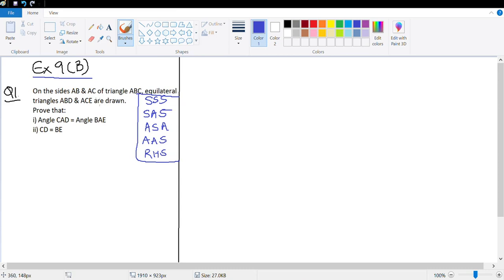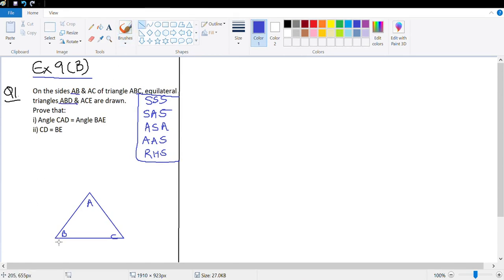On sides AB and AC of triangle ABC. So there's a triangle ABC. Let me start with drawing a rough diagram. So this is triangle ABC. All right. So let me name this A, B, and C. So on sides AB and AC of triangle ABC, equilateral triangles ABD and ACE are drawn. So on side AB, equilateral triangle ABD is drawn.